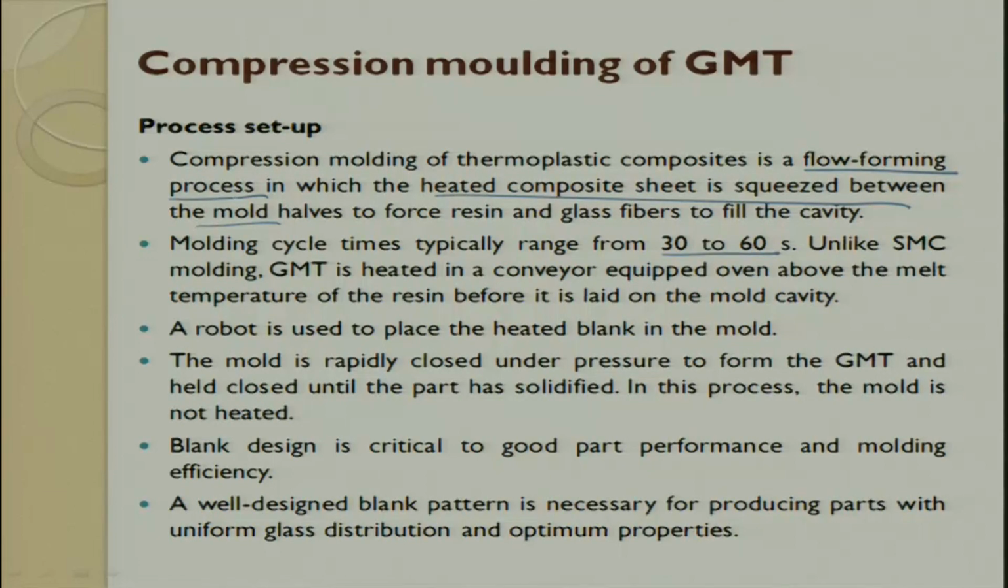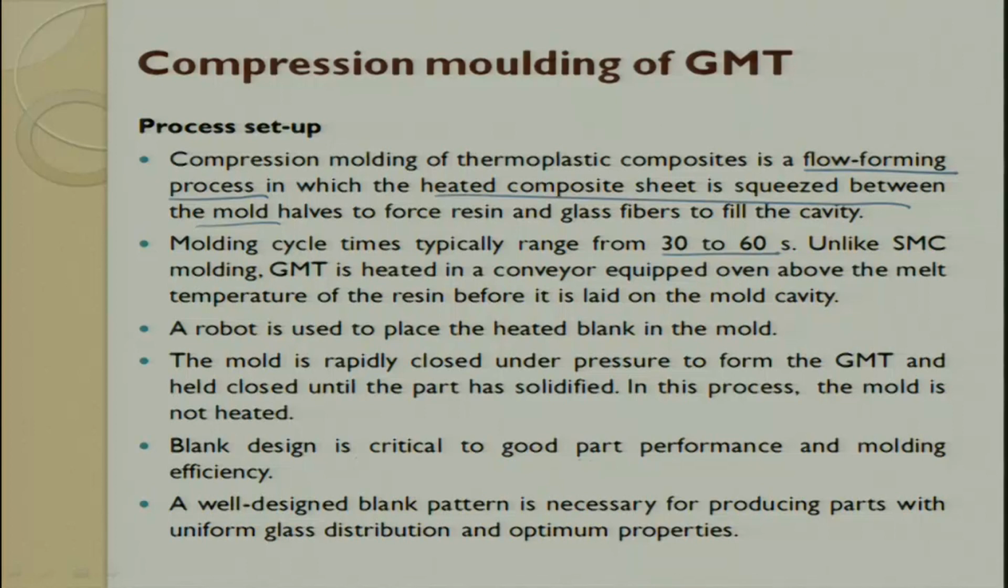the material has to melt and flow, and it is done by heating the composite sheet, and then we try to squeeze it. When we squeeze it, we keep it in a cavity so that it gets the shape. The mold time is 30 to 60 seconds. A robot is used to place the preheated blank in a mold. The mold is rapidly closed under pressure to form the GMT and held closed until the part solidifies.